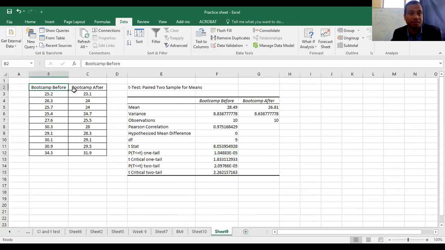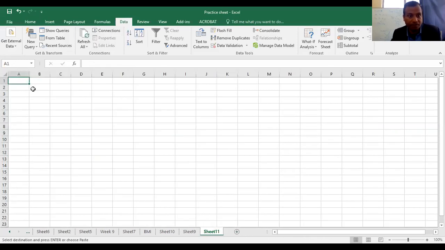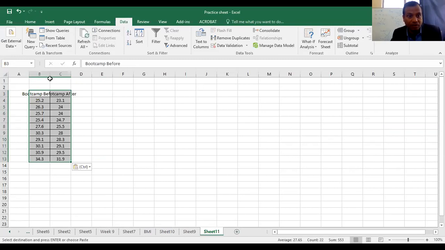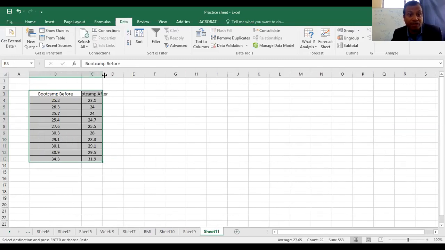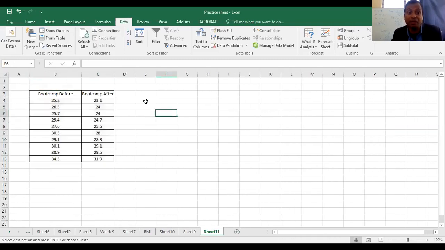Okay, this one is. Read the question. They are asking whether there was any difference between the mean before and after in the case of boot camp. So we are not considering the regular group. We are only considering the boot camp group.